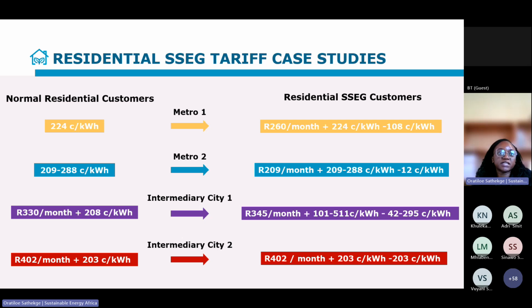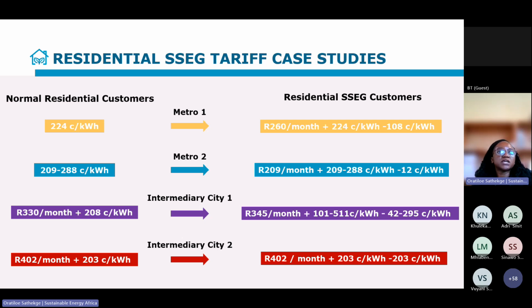Now, here's a look at our 4 case studies. We have Metro 1, Metro 2, and Intermediary City 1 and Intermediary City 2. Now, all these municipalities actually took different approaches to designing the SSEG tariffs.